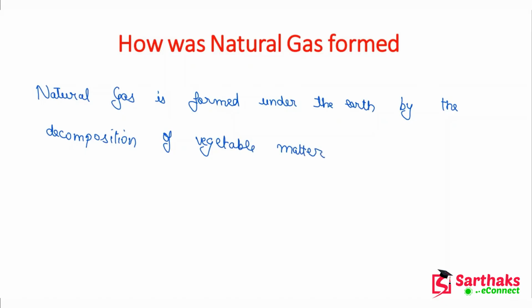and the remaining conditions are the same. That means it is under the conditions of high temperature, high pressure, and in the absence of oxygen. So all the other conditions are the same, but natural gas is formed by the decomposition of vegetable matter lying under water. All the other conditions are the same as coal and petroleum.